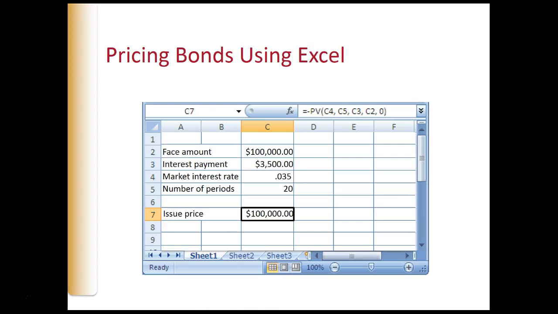This slide demonstrates how to use Excel to determine the issue price. So we would put in the present value of the face amount times the number of periods, the interest payment, and the market interest rate to come up with the issue price.